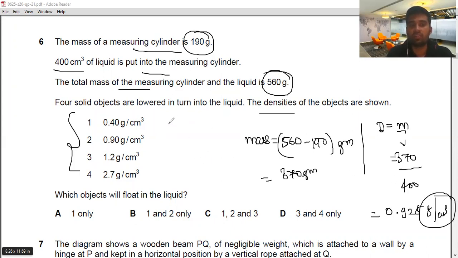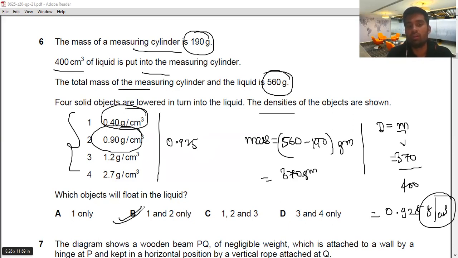Now you see here, you have 0.925. Which among these are less dense than 0.925? So this is less, this is less. So 1 and 2 will float. The rest 2, since they are more dense than this given liquid, will not float. Okay. So we'll go to the next question.